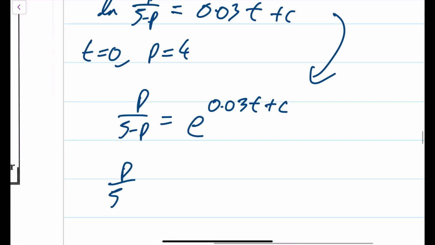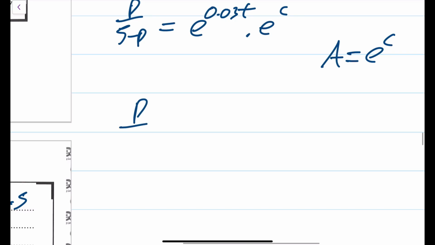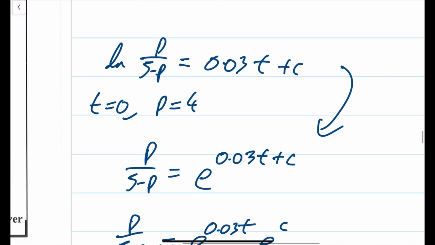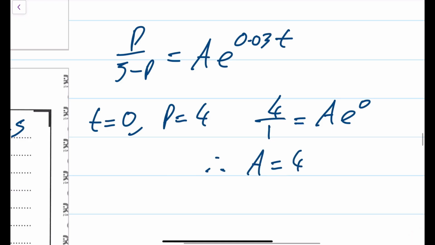And then you could write that as p over 5 minus p is equal to e to the 0.03t times e to the c. And then you say capital A is equal to e to the c. So that means p over 5 minus p is equal to A e to the 0.03t. And then we're using our initial condition: t was equal to 0 when p was equal to 4. So 4 over 5 minus 4 is just going to be 1. So 4 is equal to A times e to the 0. Therefore, your A is equal to 4. So your equation becomes p over 5 minus p is equal to 4 e to the 0.03t.